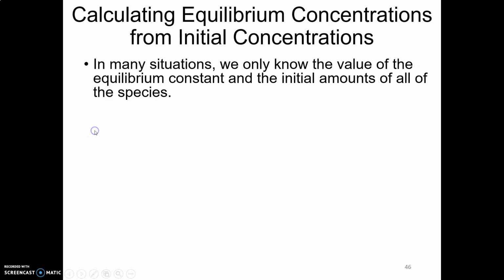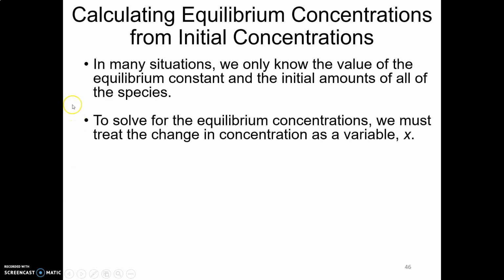Okay? But here's the deal. If you don't know any equilibrium concentrations, think about the examples we did last class. If you know a numerical value for I and a numerical value for E, then we were able to figure out a numerical value for C. But if you don't know a numerical value for E, you don't have any equilibrium concentrations, then there's no way to figure out a numerical value for C.